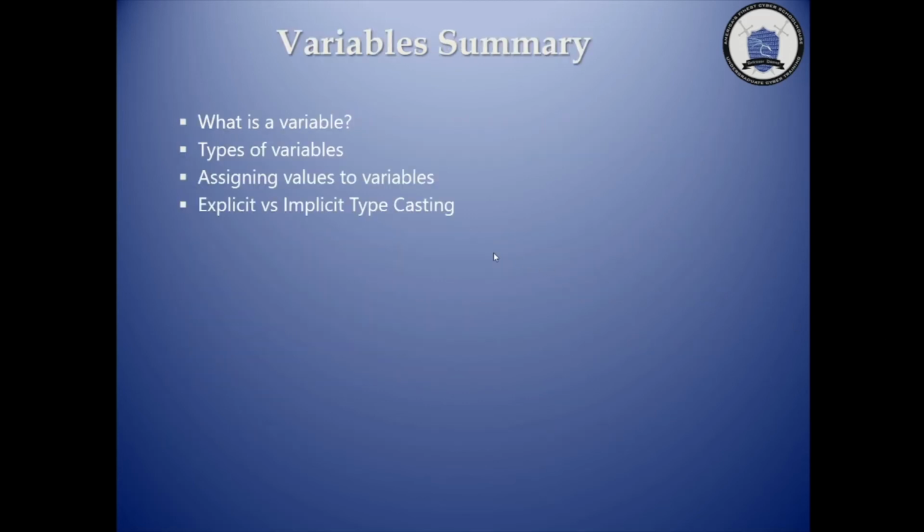Alright, so just to recap what we went over: what is a variable, which is a container that stores some type of value. We went over types of variables, which are Boolean, numbers, arrays, and strings. And then we went over assigning values to variables, which is done with the equal sign, the assignment operator. And then lastly, we went over explicit versus implicit type casting.